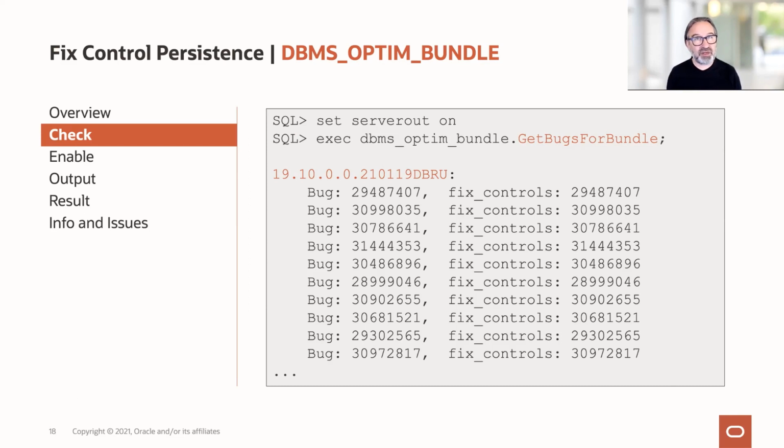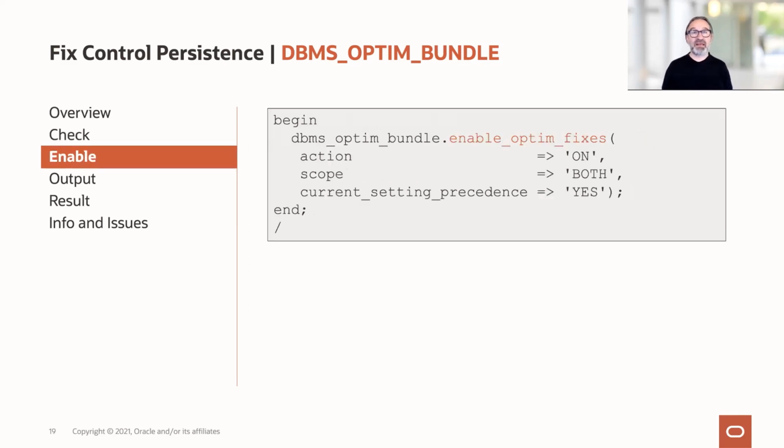What do we do with that information? We can enable them, but, and this is one of the flaws of DBMS_OPTIM_BUNDLE, we can enable only either all of them or keep all of them disabled. But I'll explain in a second what you could do if you want to enable just a subset of them. But DBMS_OPTIM_BUNDLE allows you only the everything-at-once approach.